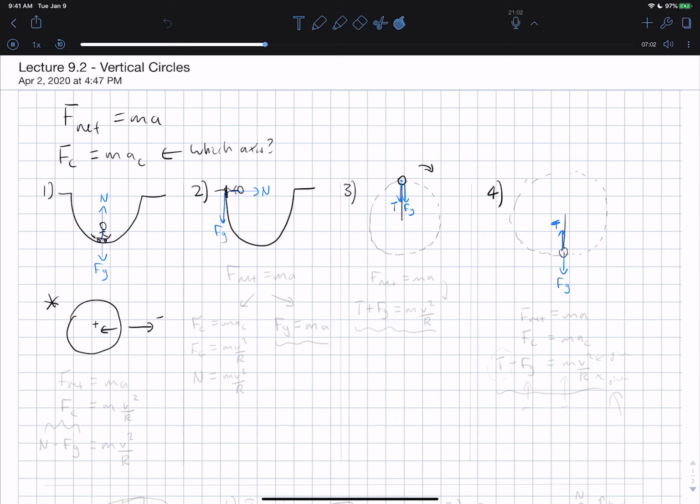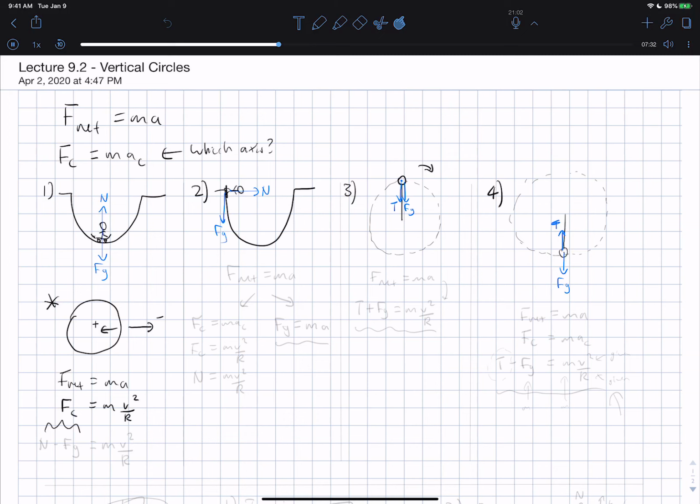So for this one, we start with the net force, F net, is equal to ma. And we just clarified that the centripetal force is in the y direction. So if we're looking at the y direction, we can replace F net with Fc, and we can replace a with ac, which is v squared over r. And just like we do in any other force problem, we can replace the centripetal force with all of the forces acting in that direction.